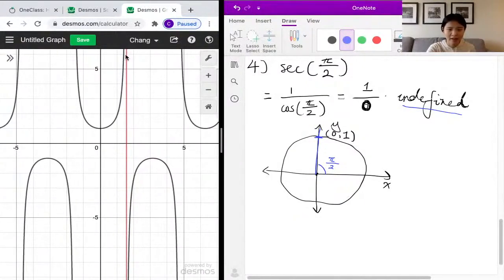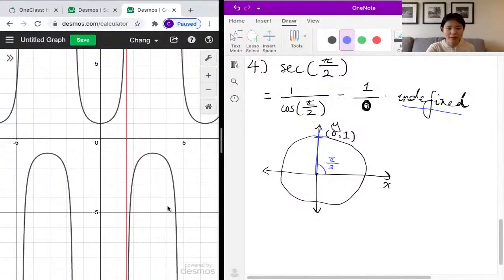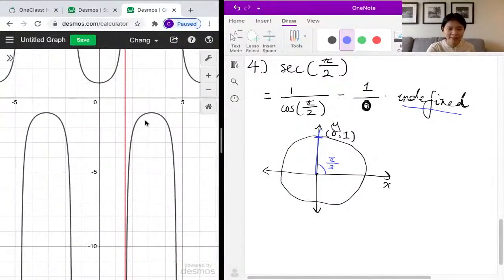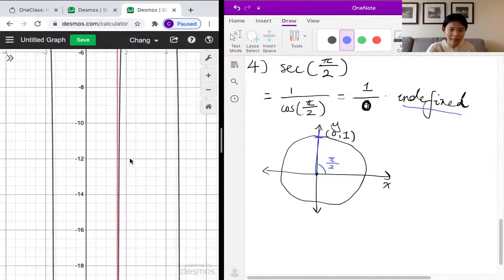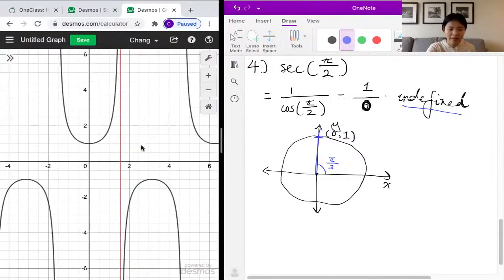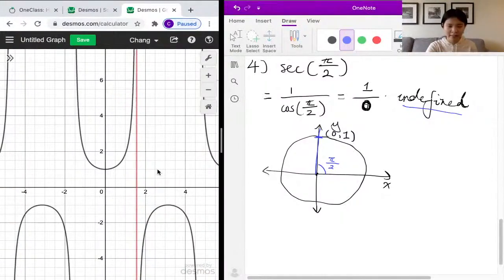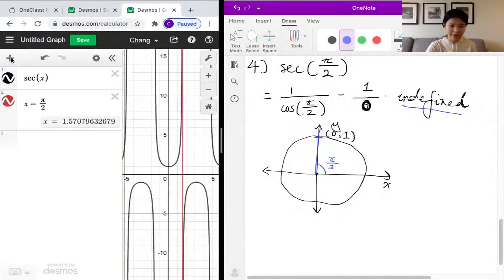Because of the vertical line here, it's called an asymptote. We call this undefined, meaning the function is trying to reach it but never actually gets there. Similarly, from the other side of the red line at pi over 2, the secant function approaches the line but never gets there. So again, the value of secant of pi over 2 is undefined, and that's how we write our answer.